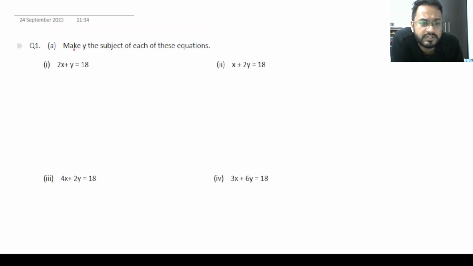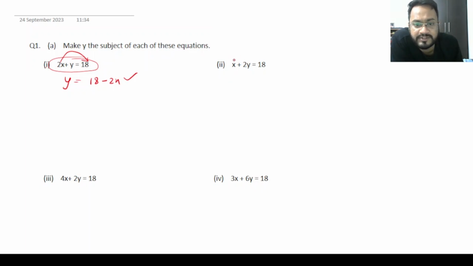So the first question is: make y the subject of each of these equations. To make y the subject, we shift 2x to the other side, that is to the RHS. So y will be equal to 18 minus 2x. This is how y becomes the subject.